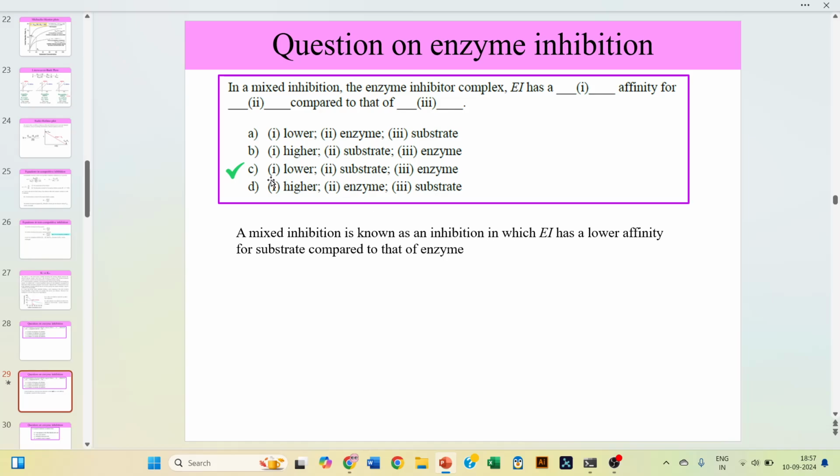Okay, so the right answer is C because EI, you know that it is going to bind to the substrate to form the enzyme substrate inhibitor complex. So the second dash should definitely be substrate, right? And this is going to have definitely lower affinity for the substrate compared to that of the free enzyme. That is why the inhibitor is there. That is its job. Correct?